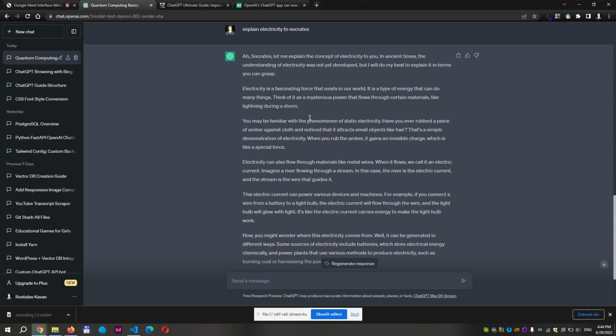You may be familiar with the phenomenon of static electricity. Have you ever rubbed a piece of amber against cloth and noticed that it attracts small objects like hair? That's a simple demonstration of electricity. When you rub the amber, it gains an invisible charge, which is like a special force.